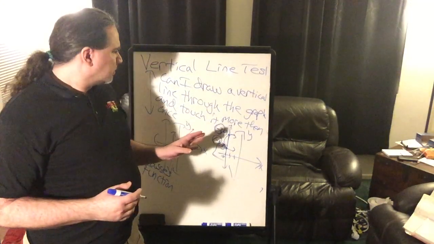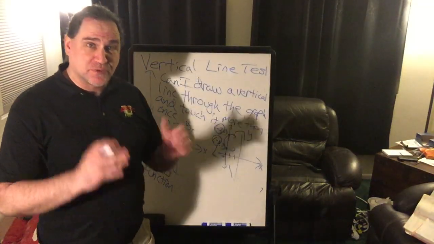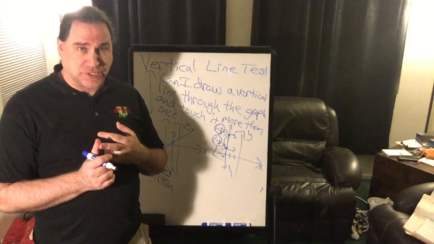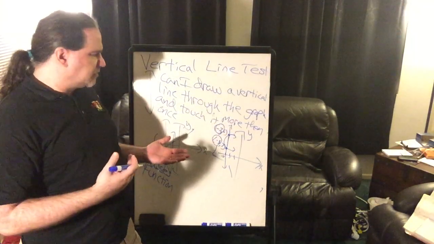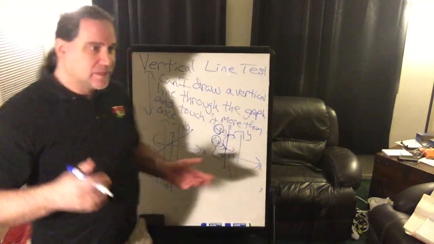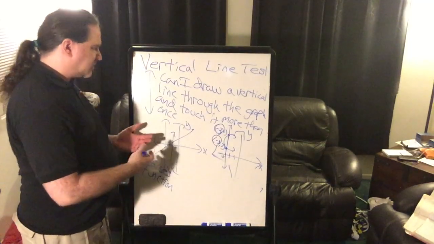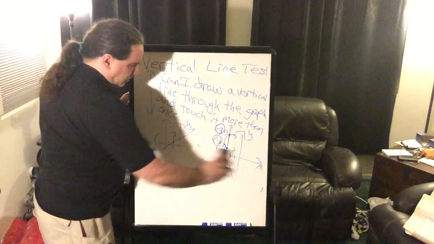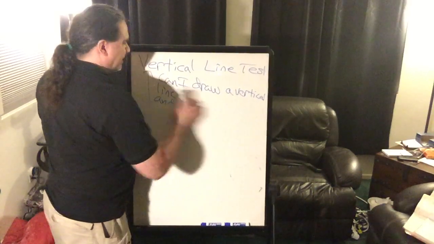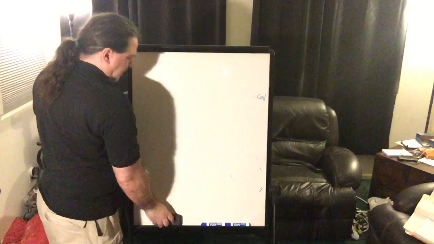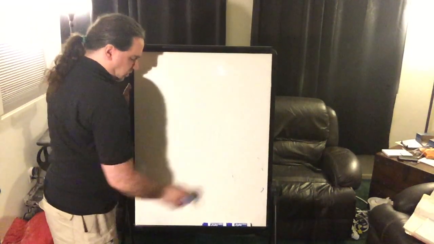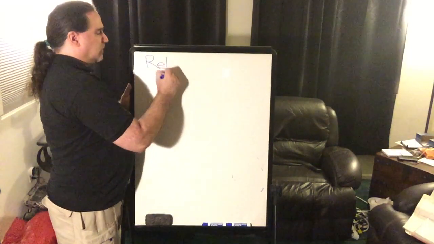Okay, so we've got a lot of vocabulary so far. Domain is x, range is y, and a function is this weird nebulous thing of: does it pass the vertical line test? Does it have all different x's? Now, if it fails the vertical line test, it's actually not called a function, it's called a relation.